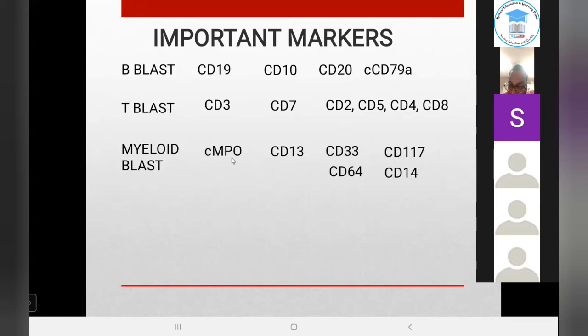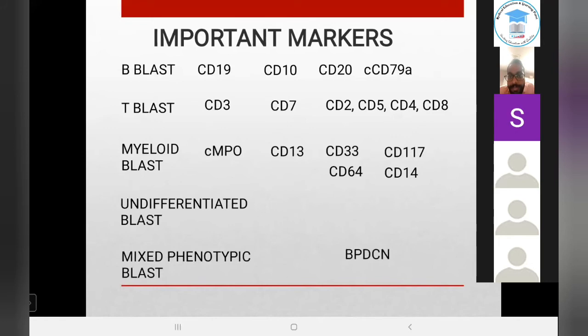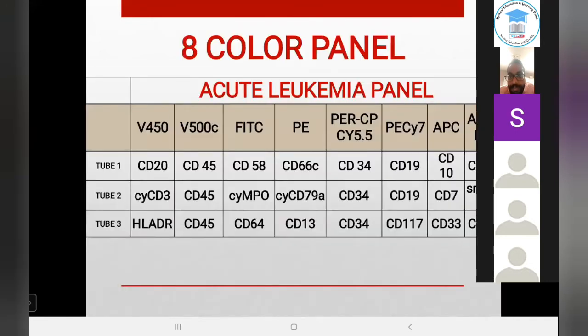If you have a cytoplasmic MPO, it's a myeloid blast, but a lot of myeloid blasts may not have a cytoplasmic MPO. Doesn't mean that it is not a myeloid blast. All right. And the rest of the categories will follow. Now, what we will do is that we will make a panel.